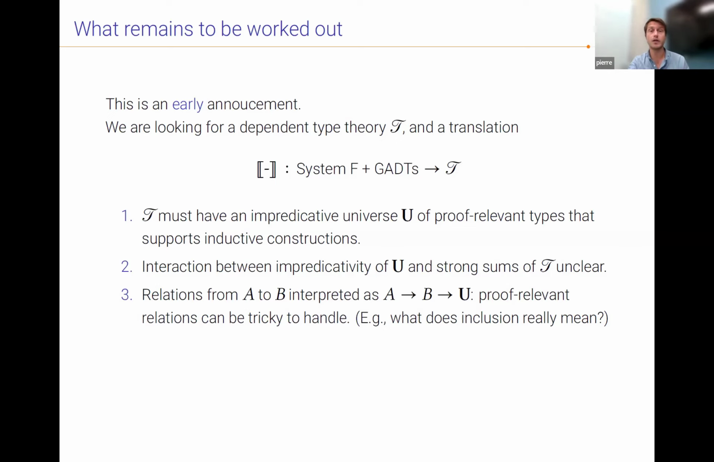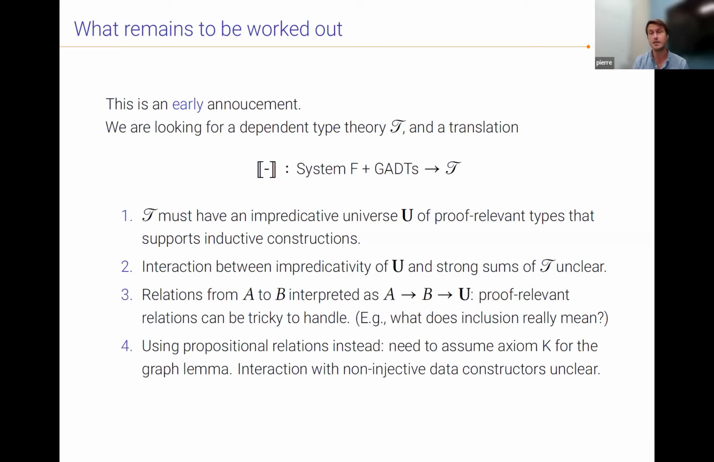Of course, we could say, well, if we can't use proof-relevant relations, we can use proof-irrelevant relations, so propositional relation, saying that we are looking at type families indexed by A and B, but only targeting propositions. But then another problem appears, which is that for the graph lemma, which is one of our goals, we need to have graphs as relation, and graphs are based on the identity type. And so if we want the graph of a function to be a relation in the sense of propositional relation, then we need to assume something like axiom K. And axiom K doesn't seem to deal very nicely with non-injective data constructors.